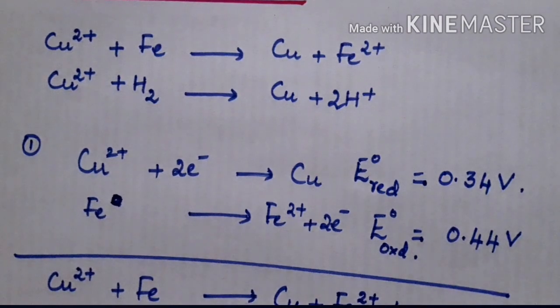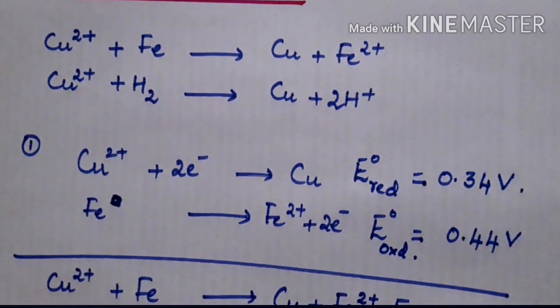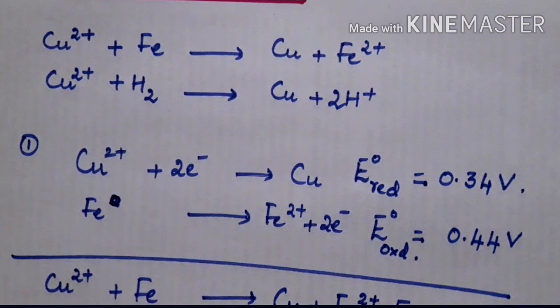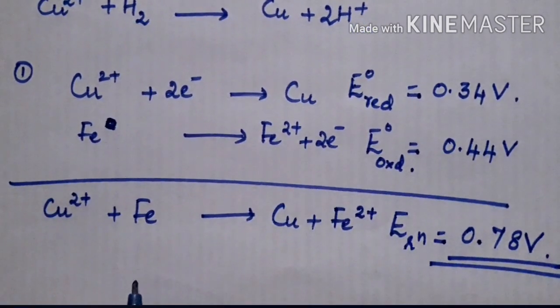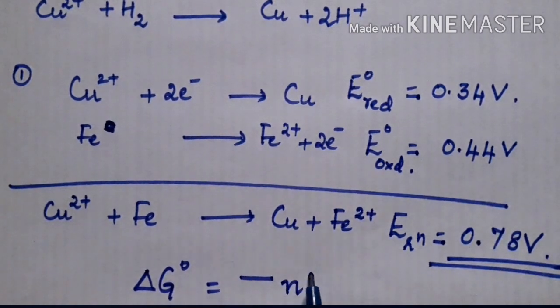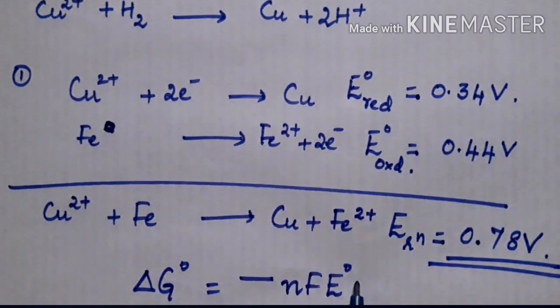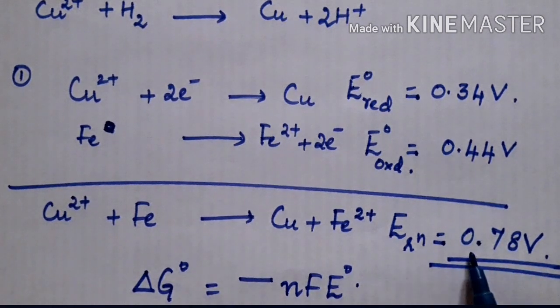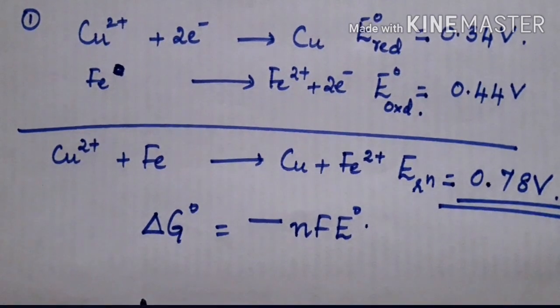With the result, the E0 of the reaction will be 0.78 volt. We know that delta G0 is equal to minus nFE0. E0 value is taken as 0.78 volt. With the result, delta G value is negative. So, the reaction becomes spontaneous.